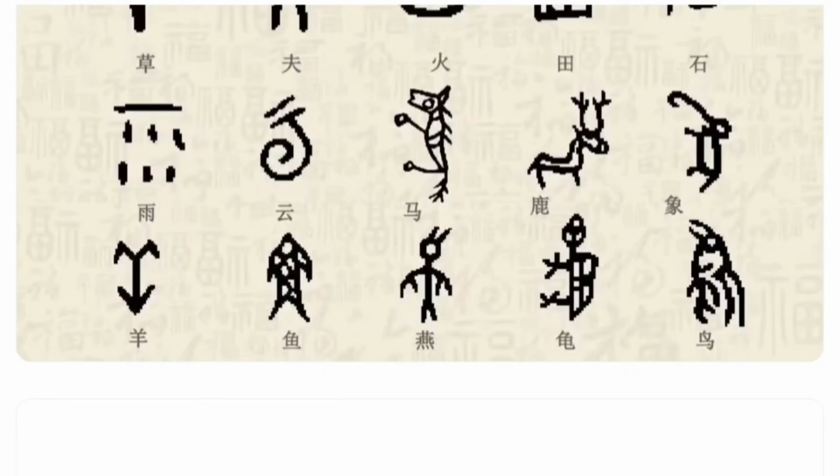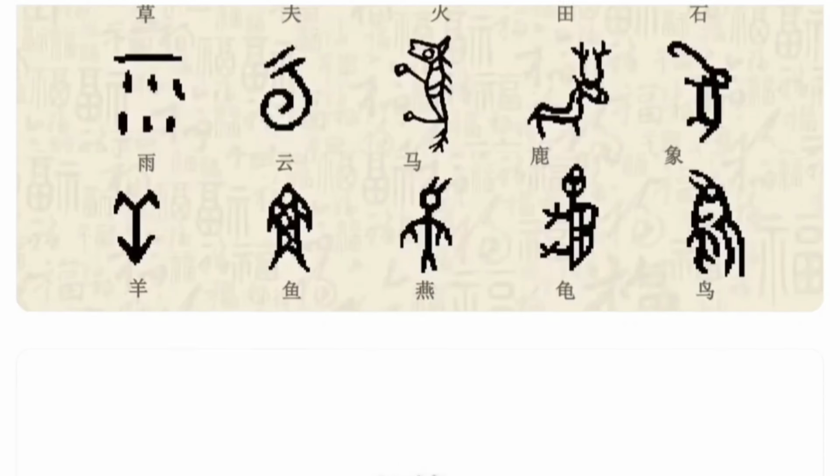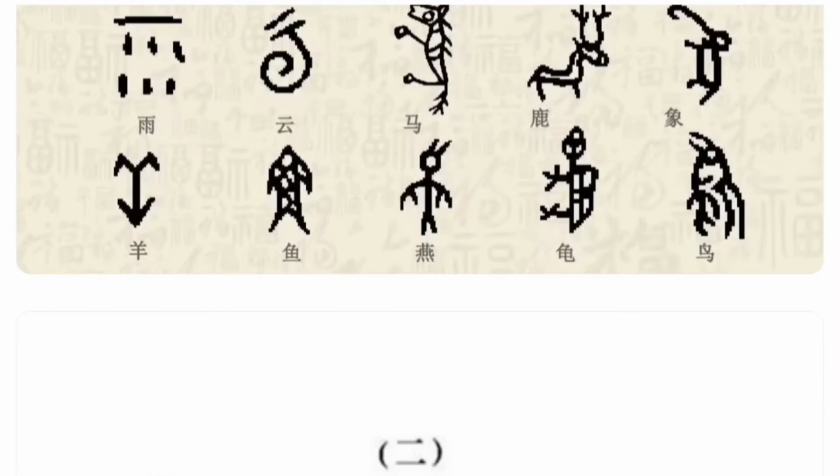and later there is 鹿, which means deer. And then there's an elephant, so 象. And you can see it is the head of a sheep, so 羊. And then it's a fish, 鱼.